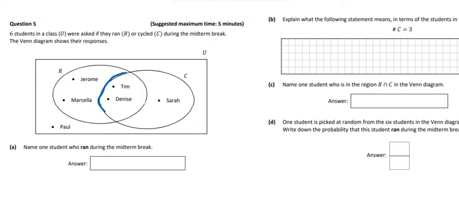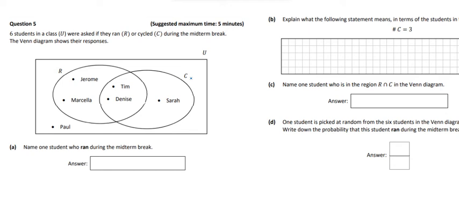Then this circle here is people who cycled. So there's 3 people in that. And then obviously there's an overlap in the middle where you've got Tim and Denise. So they're the people who both ran and cycled. So those 2 people ran and they cycled. And outside of those circles is Paul. So obviously that means he didn't do anything over the midterm. He didn't run or cycle.